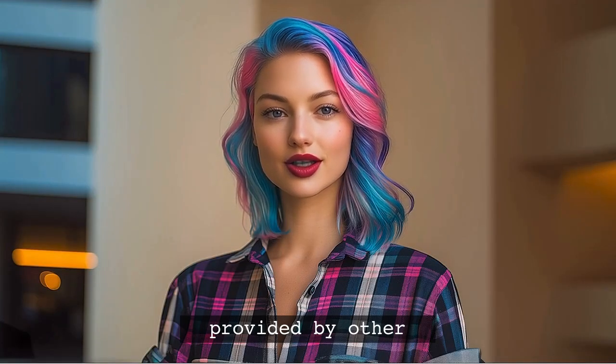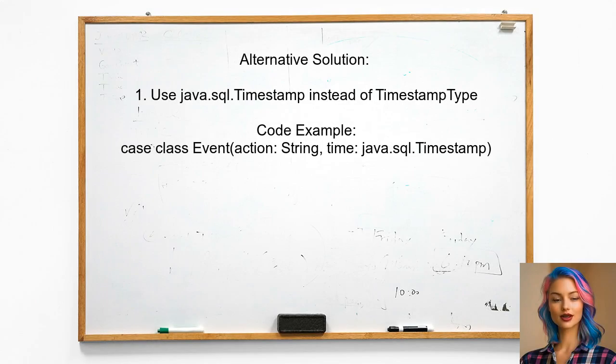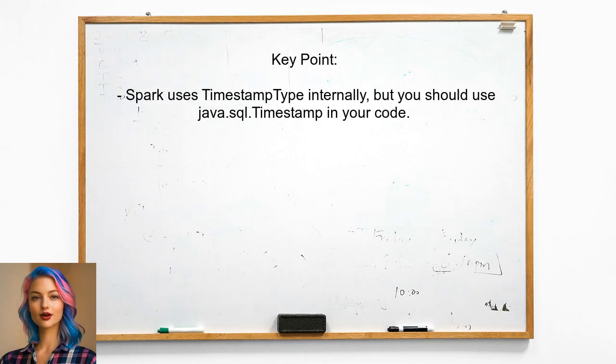Now let's look at the answers provided by other users. An alternative approach suggests that TimestampType is not an alias for java.sql.Timestamp. Instead, it's a representation used internally by Spark. The user recommends defining your Event class using java.sql.Timestamp for better compatibility. This way, Spark will handle the conversion internally, while you focus on using the more familiar java.sql.Timestamp in your code.